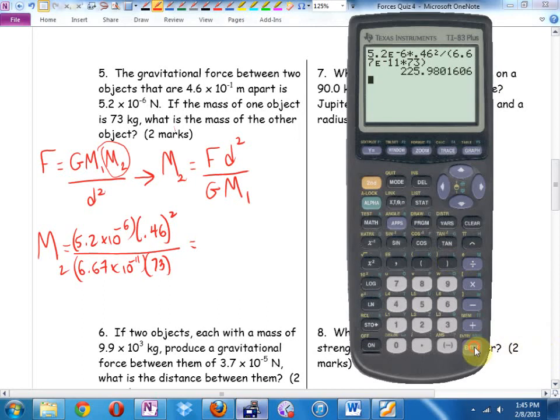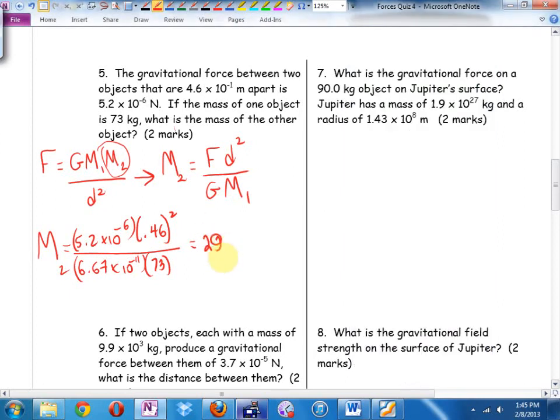Is the answer 226? In fact, that's probably what I started with when I made up this question. 226 units, kilograms.